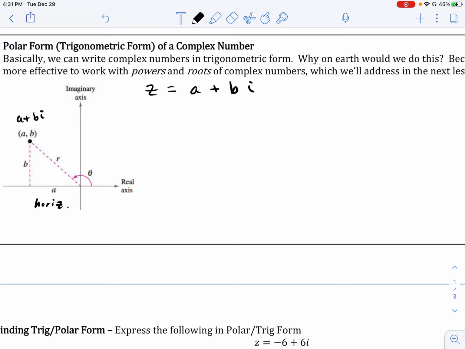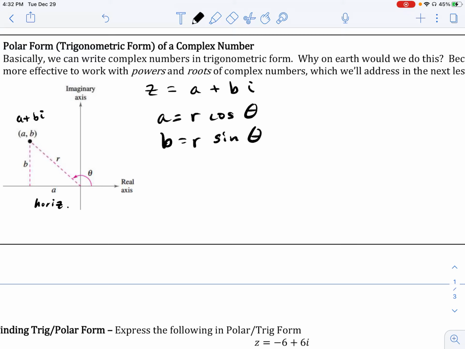And how have we described horizontal values using trigonometry? We would say a is equal to whatever our r value is times cosine of theta. If we think back to what we said with vectors, it's our magnitude times the cosine of our angle that gives us our horizontal component. Well, what about b? B would be, you guessed it, r times sine of theta.